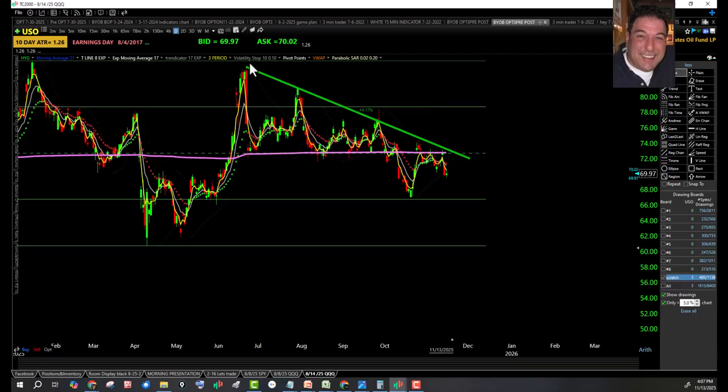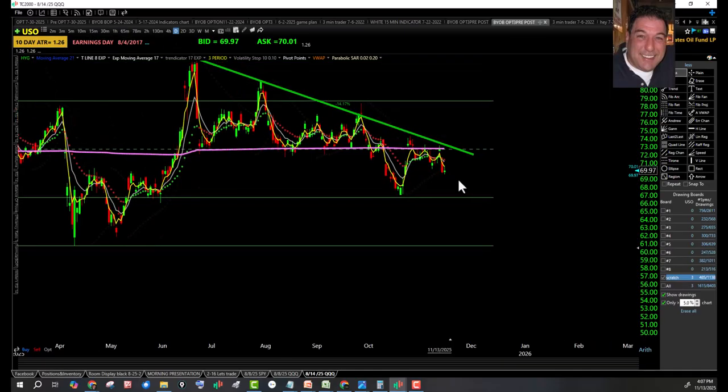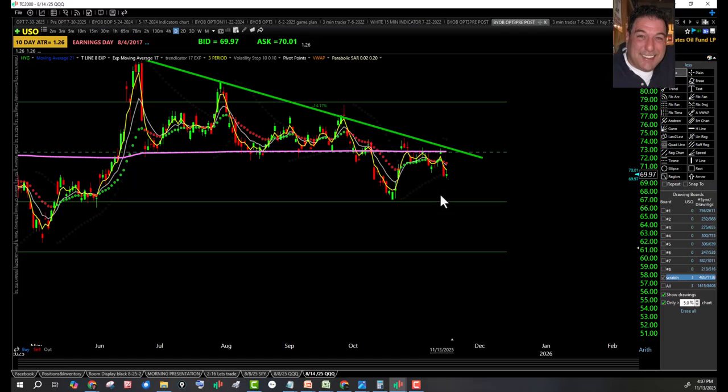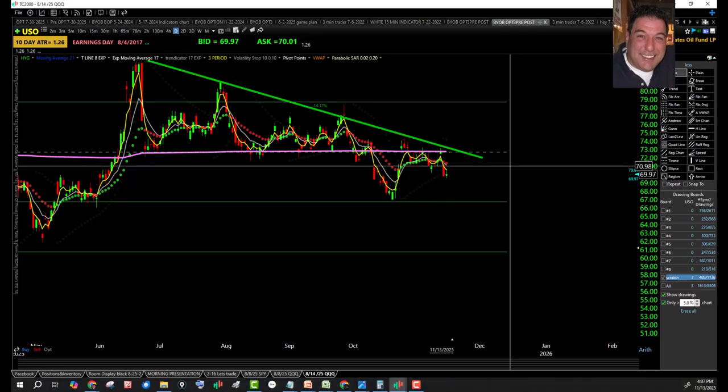So still got to break this downtrend line. Haven't been able to do it in a long time, not in the last 5 months, 4 months. So got to break the downtrend line. Doesn't look like it's very hopeful. So there's USO on the daily chart. Downtrend and neutral right there.